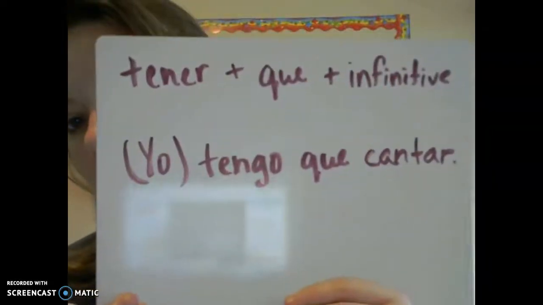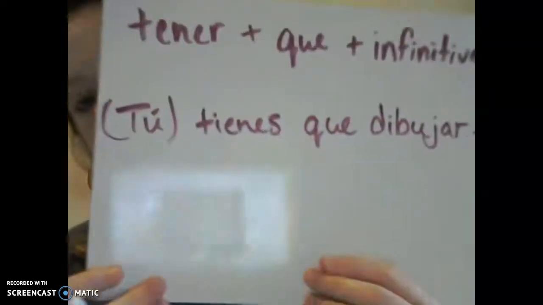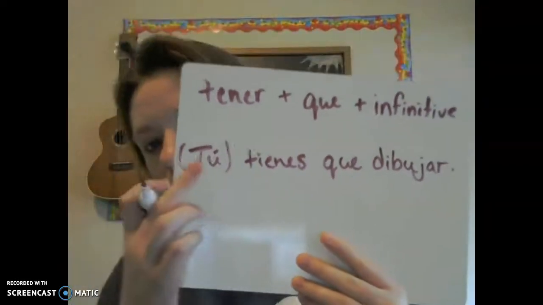I have to sing, tengo que cantar, or yo tengo que cantar. Let's say you have to draw. We can say tú if we want, or we can omit that. Tienes que, and then the infinitive verb for to draw is dibujar. So, tienes que dibujar. Really important to conjugate this verb correctly. Tener has to be conjugated according to the subject of the sentence. Who is the one doing the action?